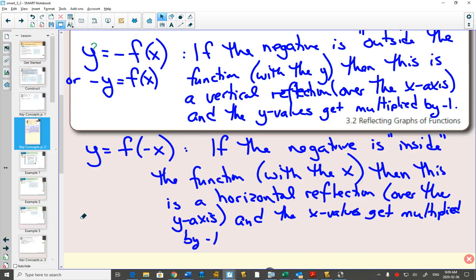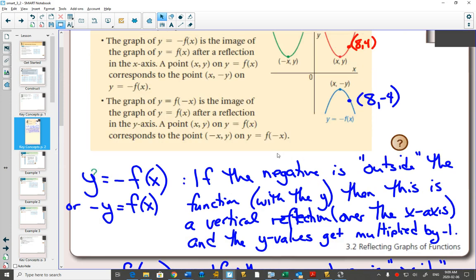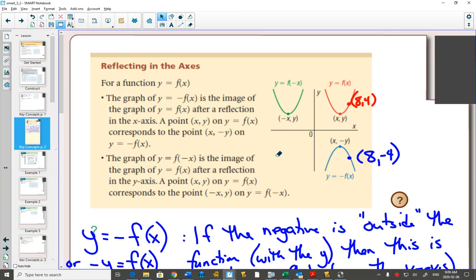So if we go back up to look at our original graph, what's going to happen to 8, 4? Careful here, because you might be tempted to put it in either of these places. Does it make sense that it would be all the way over to that one? And you would be at -8, 4, because your x value would be multiplied by a -1.